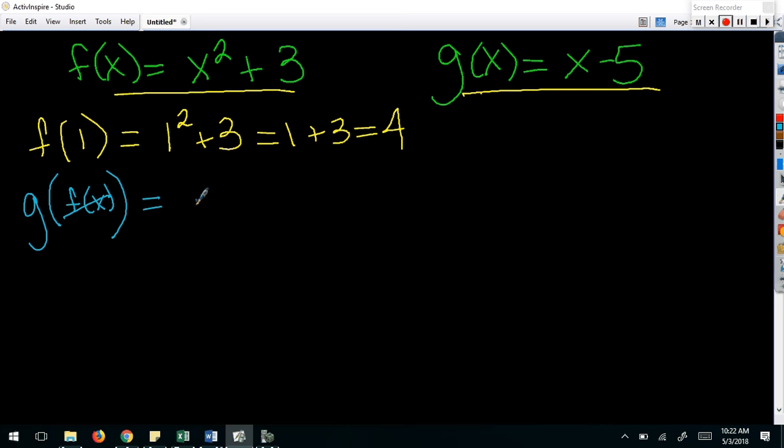What is f? x squared plus 3. That is going to replace the x in g. Does that make sense? Hold on. So the f of x is going to replace the x. Remember, whatever is in parentheses takes the place of x. So why aren't you using that x minus 5? I'm fixing to. I haven't finished yet.